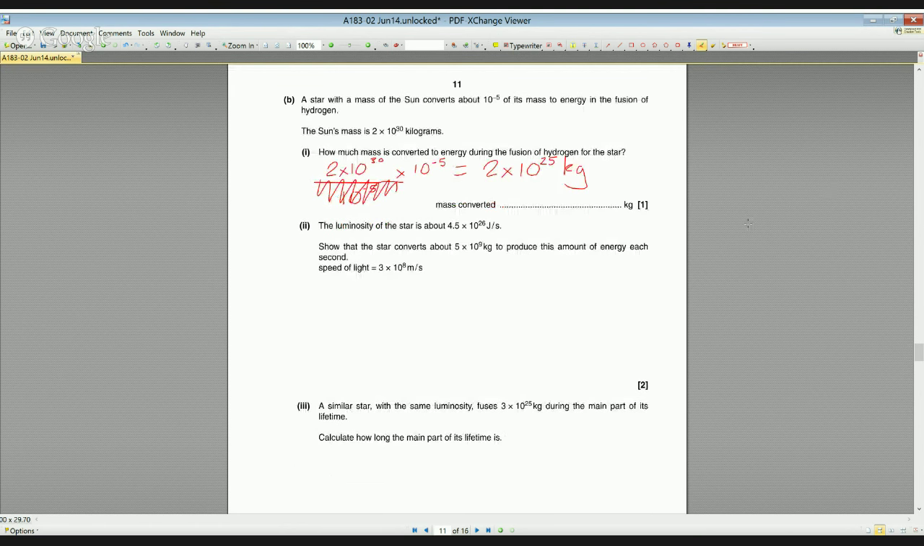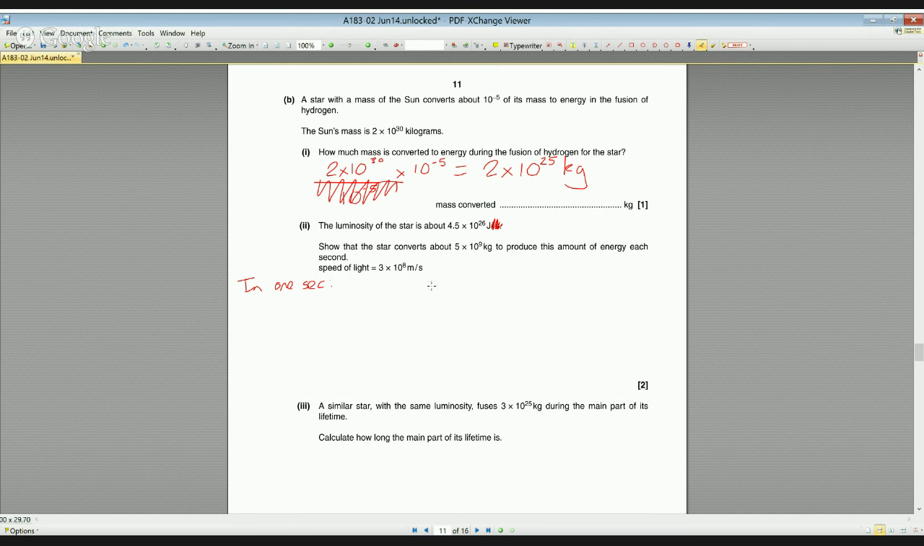Part 2, the luminosity of the star is about 4.5 times 10 to the power of 26 joules per second. Show that this star converts about 5 times 10 to the power of 9 kilograms to produce this amount of energy every second. Well, the first thing we need to do here is lose this per second business. So let's just say in 1 second, and that means that we can lose the per second there.